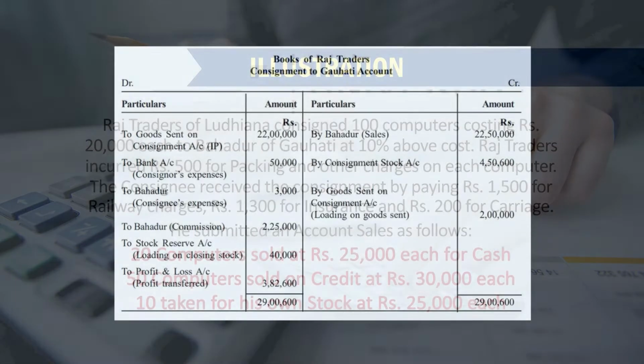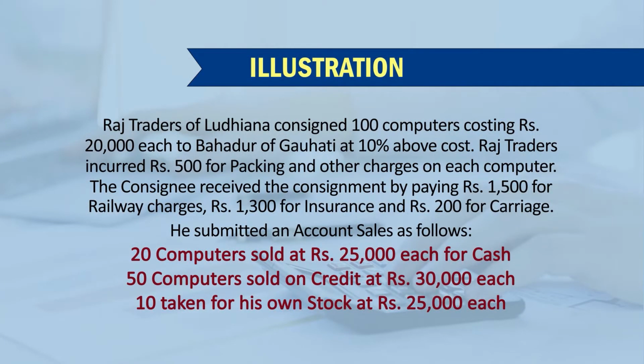It is very simple. 20 computers were sold at 25,000 each, so 25,000 into 20 is 5 lakh, and 50 computers were sold at the rate of 30,000, which is 15 lakh. So 15 lakh plus 5 lakh is 20 lakh, and 10 computers at the rate of 25,000, that is 2,50,000. So the total is 22,50,000.